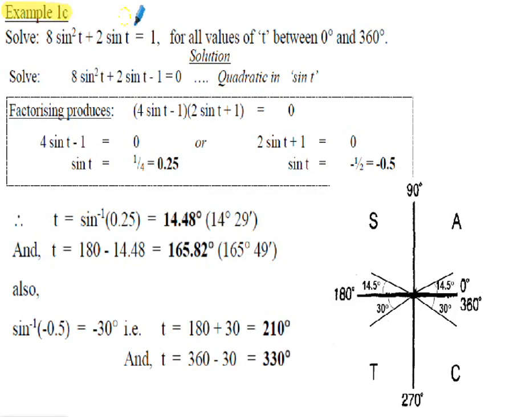Example 1c. This is now a type 3 problem. This will end up with a quadratic type equation. We're given 8 times the sine squared t plus 2 times sine of t is equal to 1. We've got to find all the values of t between 0 and 360 as usual. So this function, 8 times sine squared t plus 2 sine t minus 1 equals 0, is a quadratic equation in terms of sine of t.